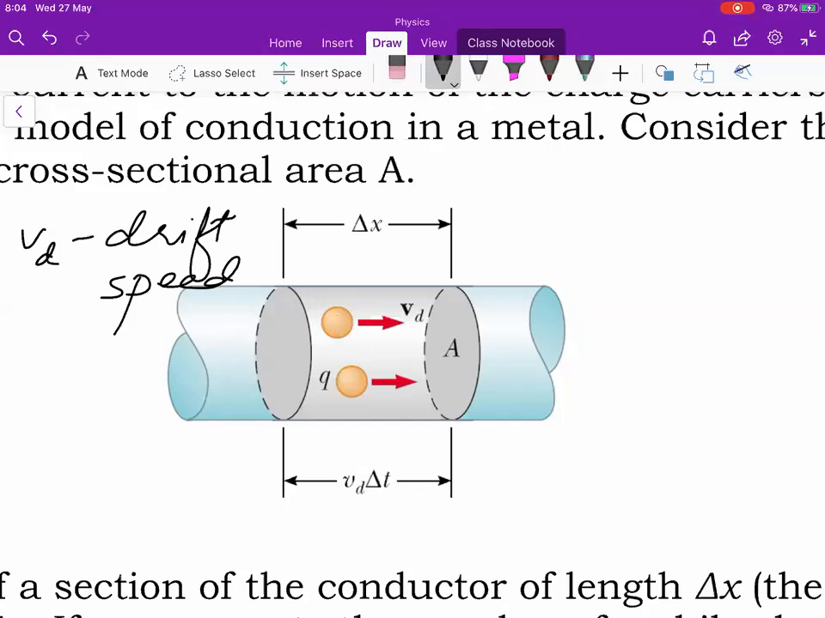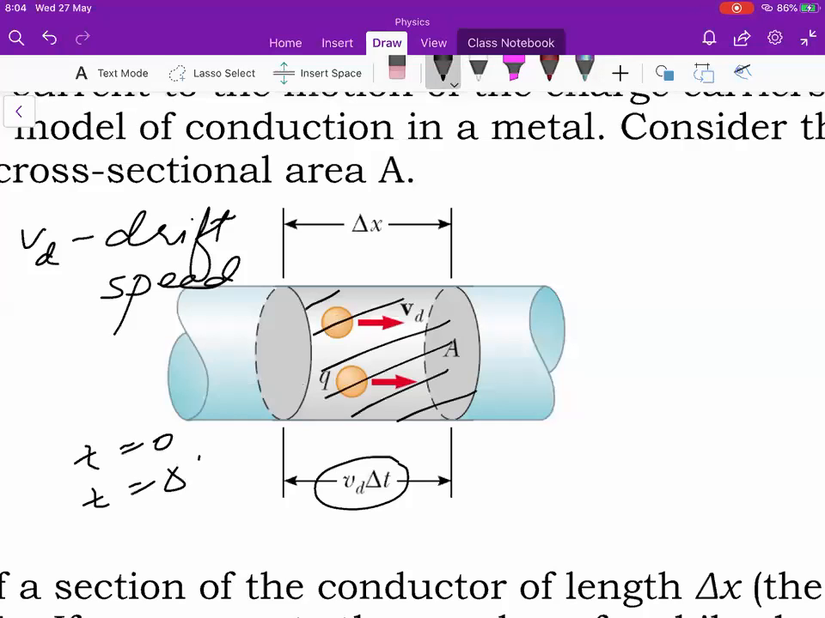The carriers which are moving have a speed of Vd, and in a time delta t, they will cover a distance of Vd delta t. Yes or no? They will cover a distance of Vd delta t. So what is the volume in which the electrons are now spread? This is the volume. From t equal to 0 to t equal to delta t, all the carriers which cross this cross-sectional area are within this region of cylindrical space.